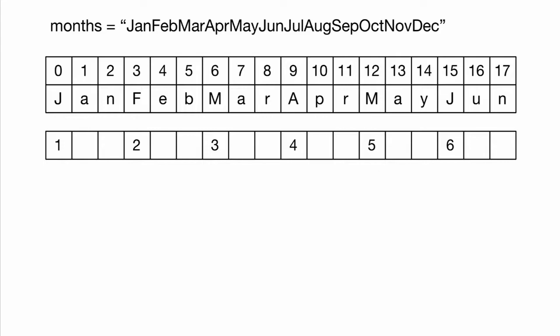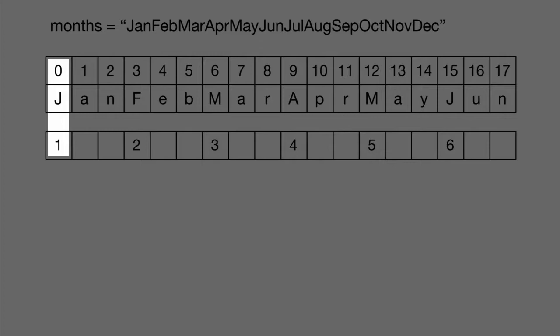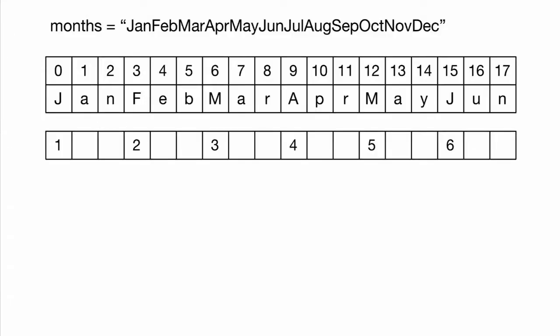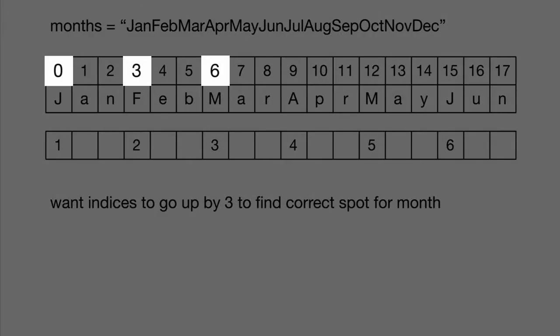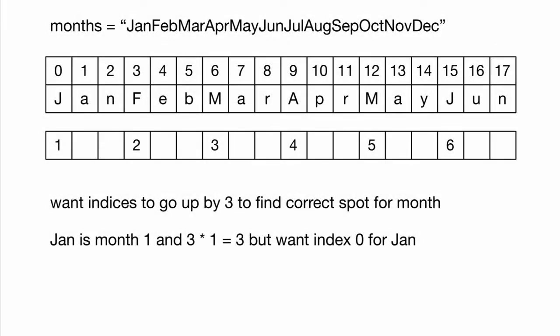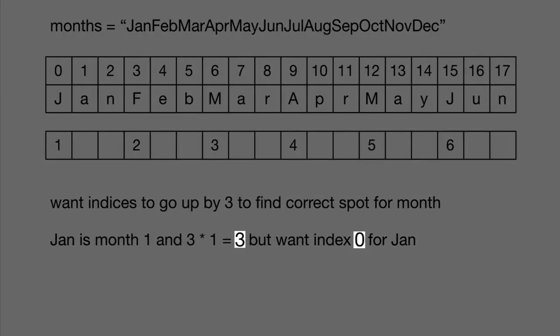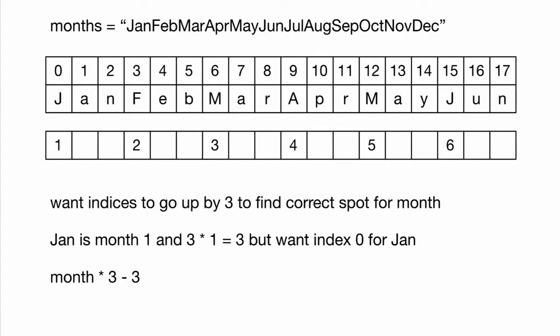I've now shown where the number for each month matches up with the corresponding first letter of each month. So month 1 is at spot 0 in the original string, month 2 is at spot 3, month 3 is at spot 6, and so on. These go up by 3 since there are 3 letters for each month. If we multiply the month number times 3, we get a value that is too large by 3. So we can multiply the number by 3 and subtract 3. Or using the distributive law, subtract 1 from the month and then multiply by 3.